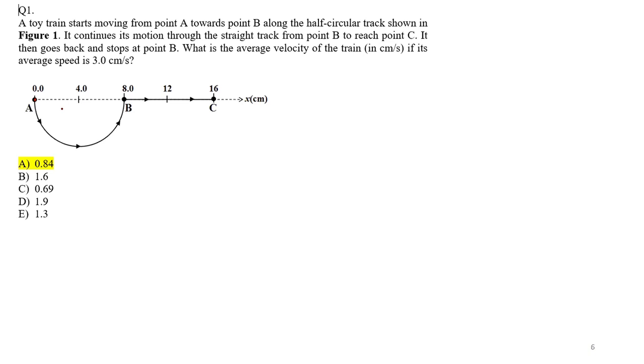Now, here what I did is I started from A. I went through this half circle here. I arrived at B. I went to C, and I came back to B. It's a toy train, as you used to have when we were kids, right? So the question is, what is the average velocity of the train in centimeters per second if I give you the average speed?